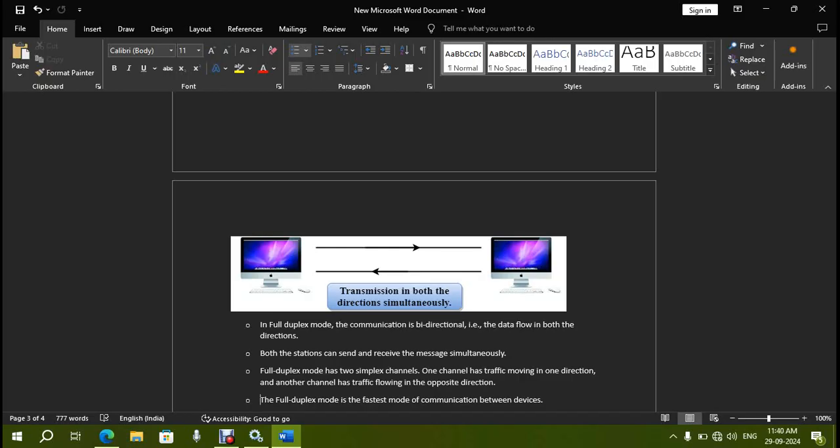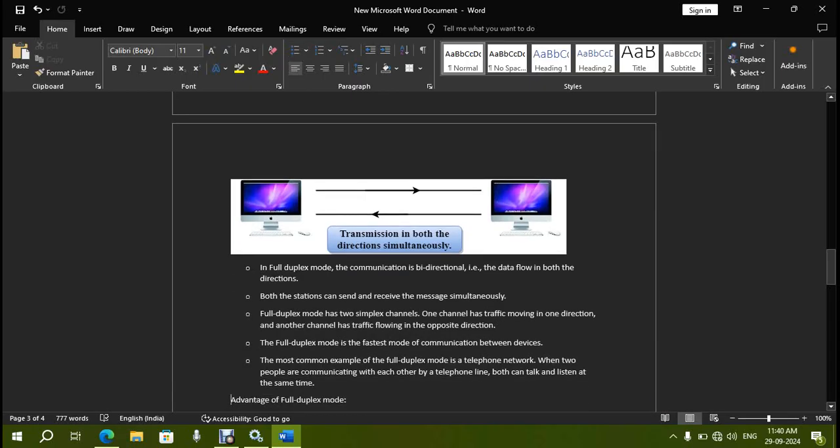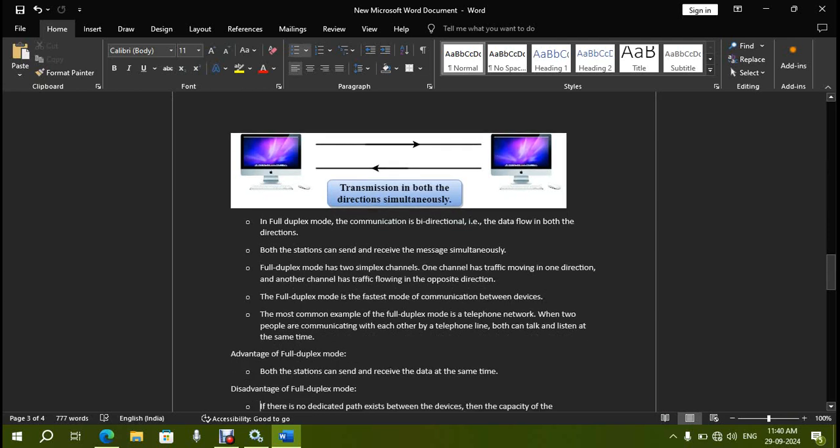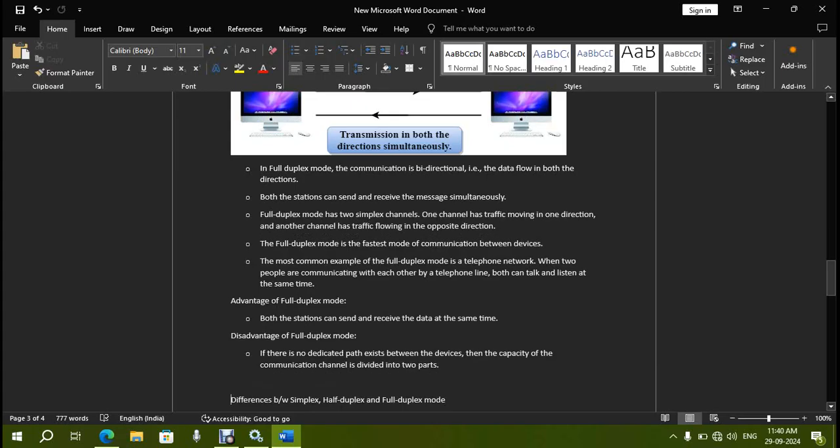Full duplex mode is the fastest mode of communication between devices. The most common example of full duplex mode is the telephone network. When two people communicate by telephone line, both can talk and listen at the same time. Advantage of full duplex mode: both stations can send and receive data at the same time. Disadvantage: if there is no dedicated path between devices, then the capacity of the communication channel is divided into two parts, so the full channel capacity is not available.